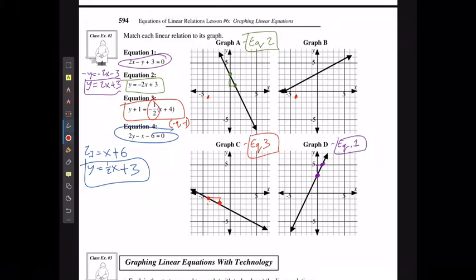By the process of elimination, I would guess that equation 4 should be B. This one says that it has a slope of 1 over 2 and a y-intercept of 3. I'll have my y-intercept of 3 here, and I go up 1, right 2, goes through another point. This one is going to be equation 4.